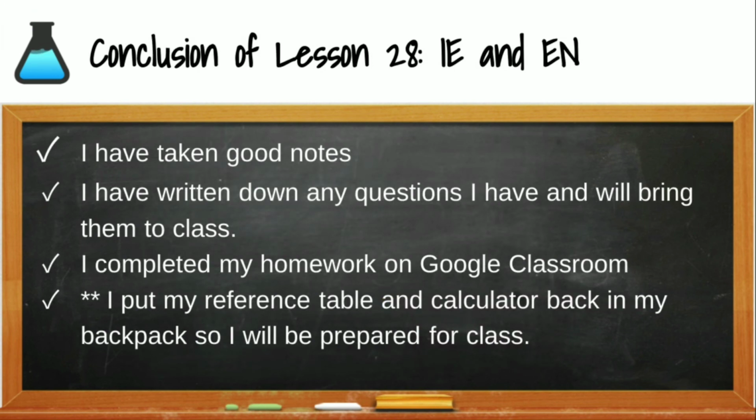This concludes lesson number 28, the last and final lesson in the periodic table unit. Make sure that you've taken good notes. Write down any questions you have, bring them to class, and ask them. Complete your homework on Google Classroom, and put your Regents Chemistry reference table and calculator back in your backpack so you are prepared for class.